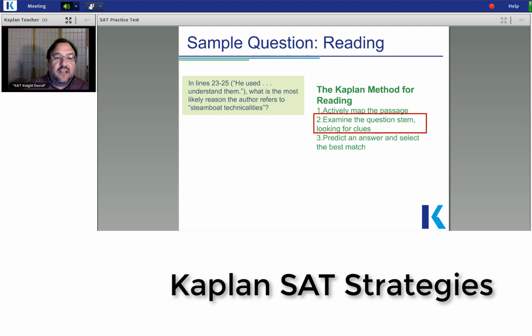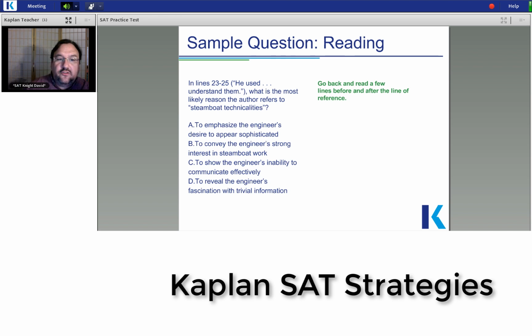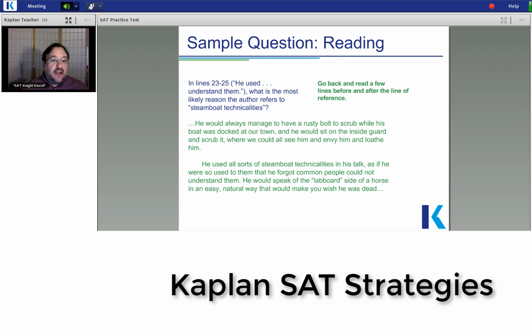So what we're going to do is look at the questions. We're going to say, all right, in lines 23 to 25, that tells me where I need to go. That tells me what I need to look at. So we're going to go back to lines 23 to 25 and read there. Again, we don't have to scan the whole thing, just those lines. Remember we marked this? All could see him and envy him and loathe him. And we talked about how he was being cocky and braggadocious here, trying to make you envious. Look at what Twain said. It makes you wish he was dead. I mean, it's like you hated him because he had everything you wanted.